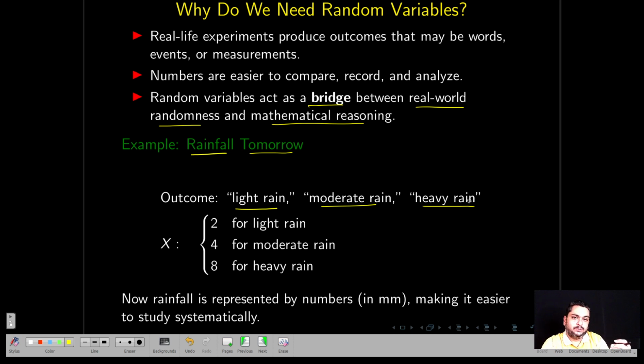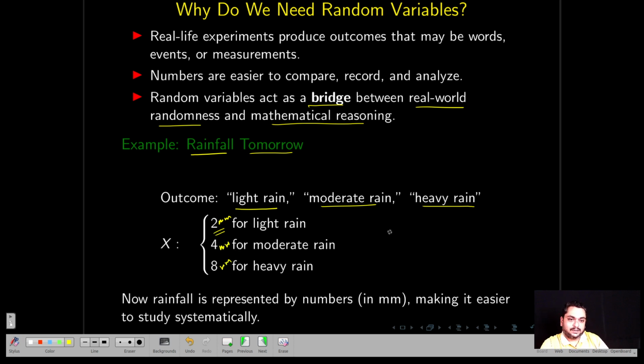Quantify means, when I say something in words, how will you imagine it? Quantification means how will you assign a number to it? If I say I have more money, or I have less money, what exactly does it mean? If I say I have 10,000, then you can analyze something, right? Similarly here, let us say in millimeters, I assign 2 millimeter for light rain, 4 millimeter for moderate rain, and 8 millimeter or above for heavy rain.